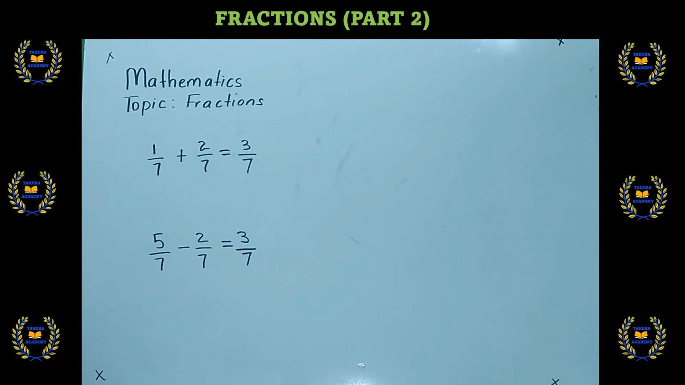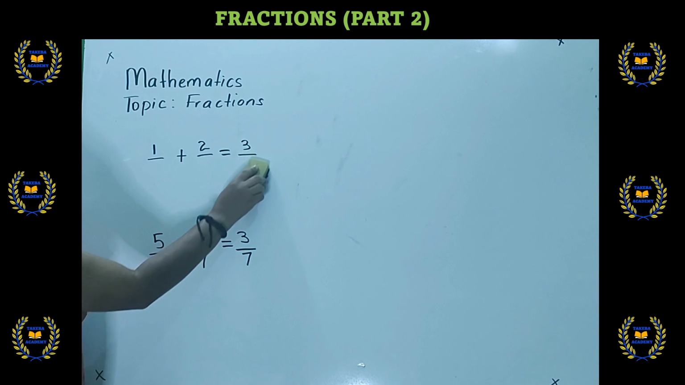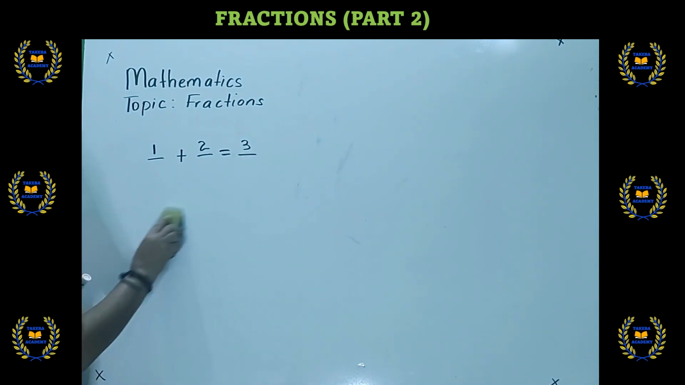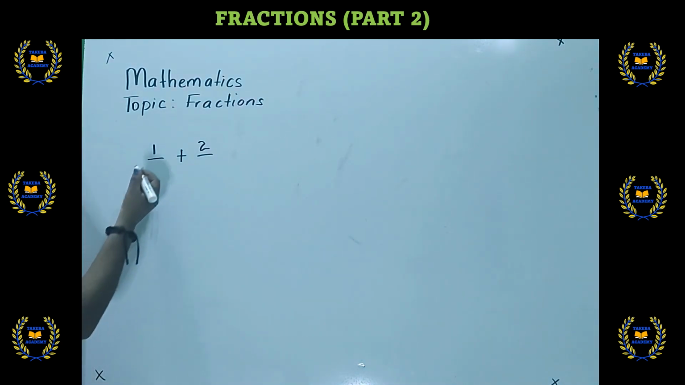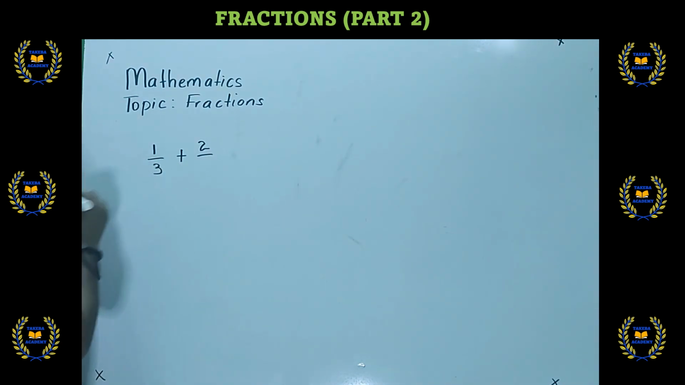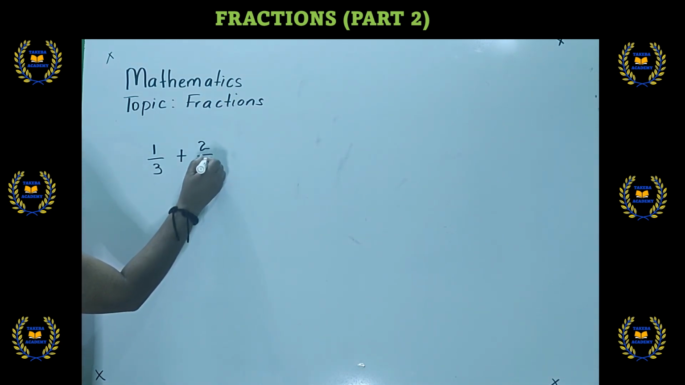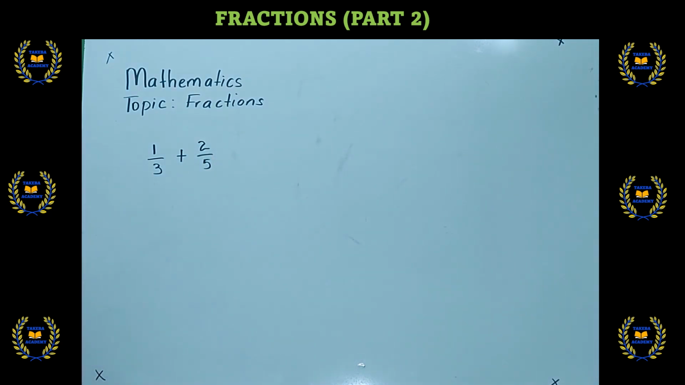Now, how do we subtract or add fractions when the denominators are different? Okay, so I'm going to change my denominator here. And we're going to see how we would actually go about adding these fractions. Okay, so let me do 1 over 3 and 2 over 5. Okay, so as we can see, the numbers at the bottom are different, the denominators are different. We cannot add fractions if the denominators are different.